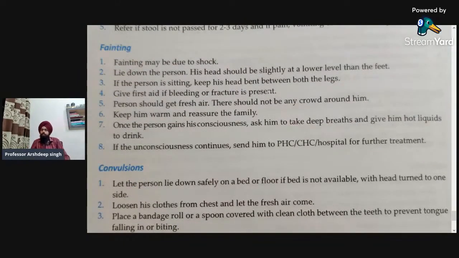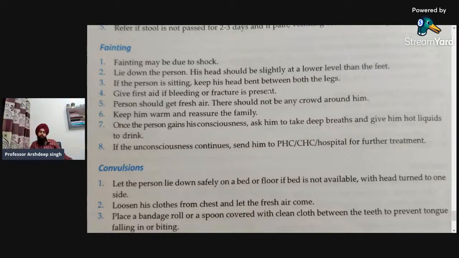Next is fainting. Fainting is a condition of some unconsciousness. It may be due to shock, diarrhea or dehydration. Make the person lie down. His head should be slightly lower than the feet, to increase the blood supply to the brain. If the person is sitting, keep his head bent between both the legs, for the same reason. Give first aid if bleeding or fracture is present.